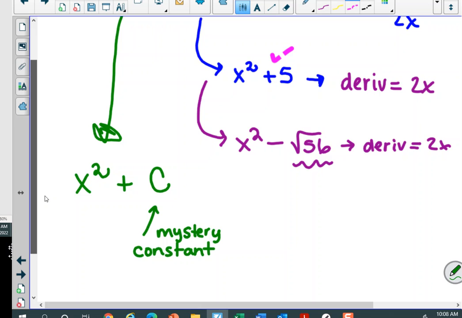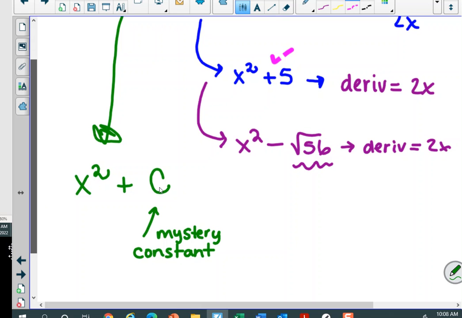I'm ultimately going to be able to figure out mystery constants if I have other information. For today, we're not going to have any additional information. I just have to go, well, there's a chance there's some constant attached to my antiderivative, and so I have to account for it. And so every time we write an antiderivative, that's what goes on the end, plus c.